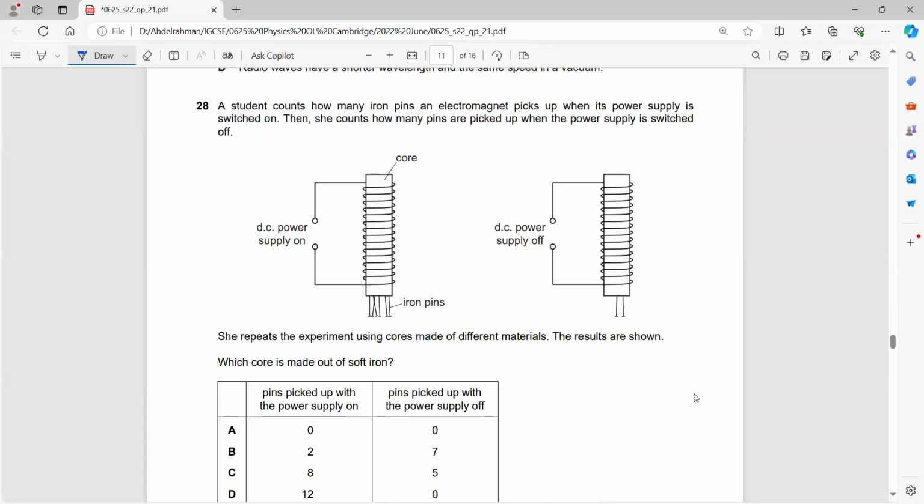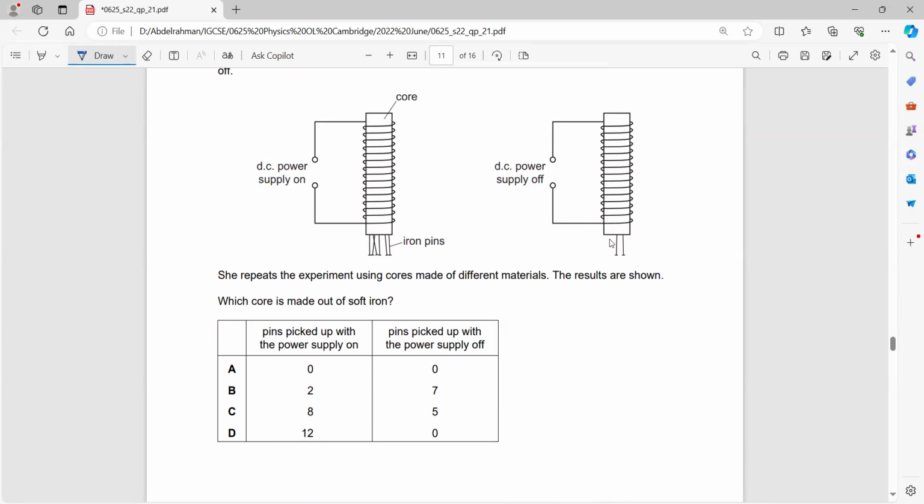A student has a core. She counts how many iron pins an electromagnet picks up when the power supply is switched on. Then she counts how many pins are picked up when the power supply is off. She repeats the experiment using cores of different materials. Which core is made of soft iron?